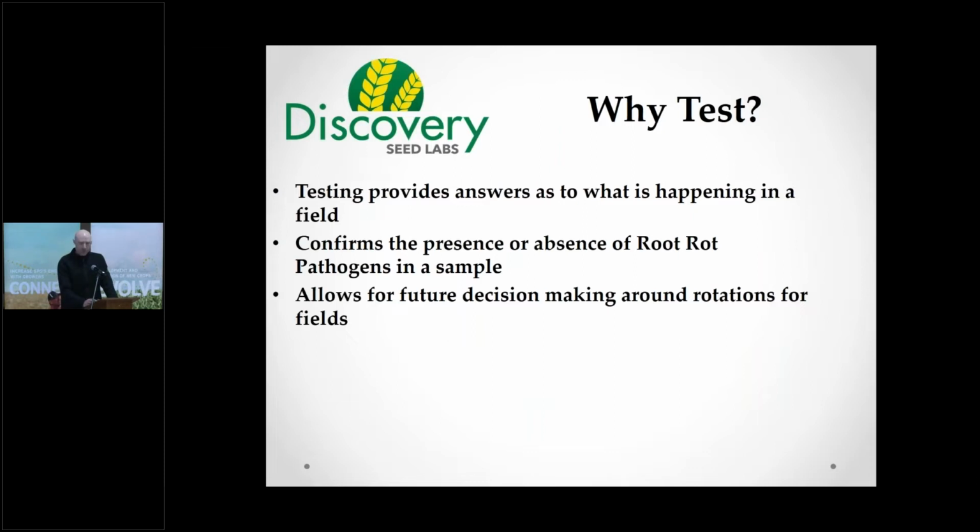So the first question would be, why would you want to test? Basically, it provides answers to what is happening in your field. If you see some damage happening, you're not sure what it could be, we can run a test on those plants, kind of tell you what's going on. That'll confirm whether the damage or anything that you're seeing in your field is actually attributed to a root rot pathogen. It'll also tell you which pathogen is causing the damage. And depending on which pathogen it is, that'll allow you to make future decisions around rotations for that particular field. This is primarily in regard to the presence of Aphanomyces in the field or Fusarium species.